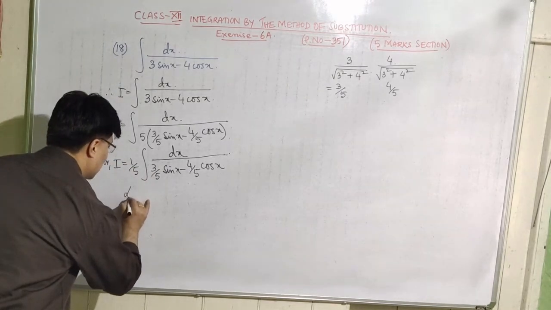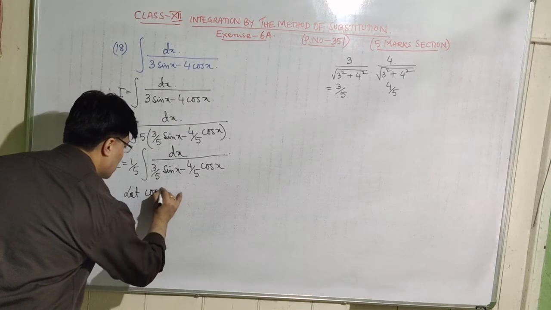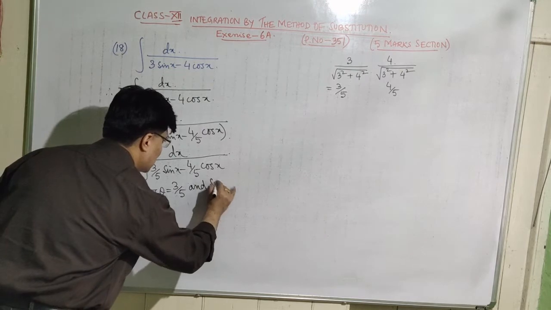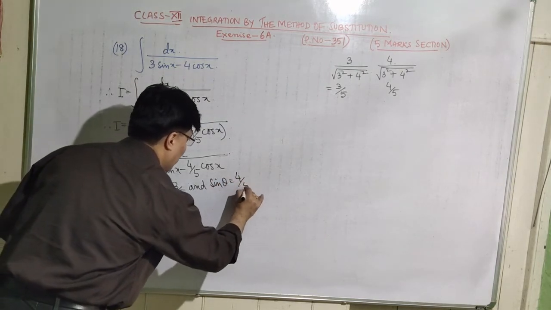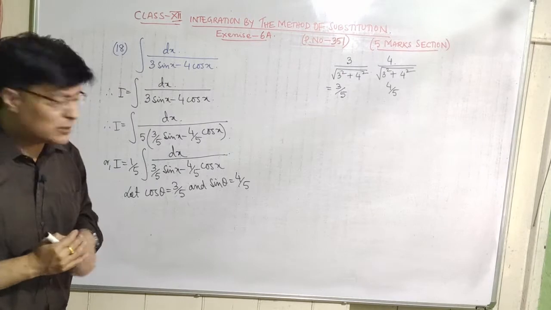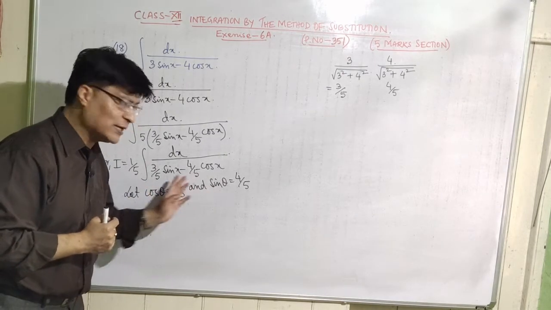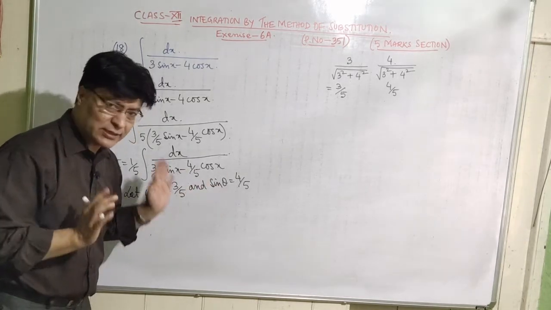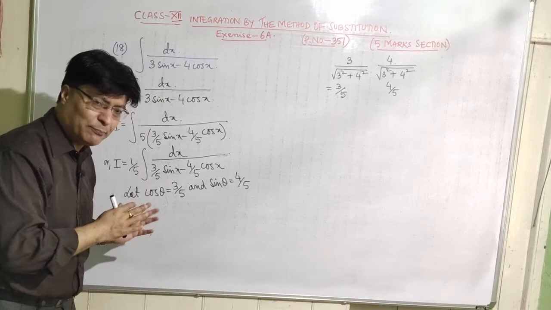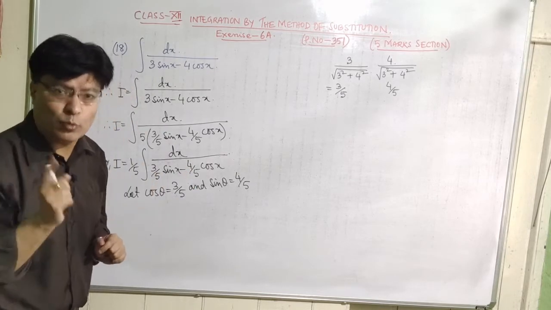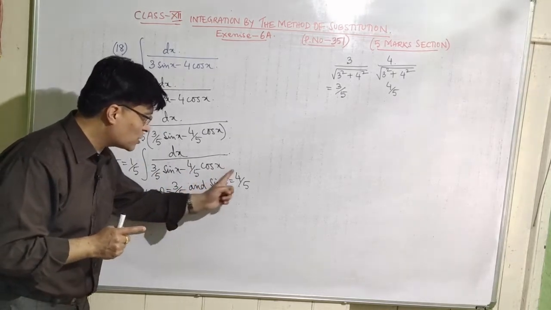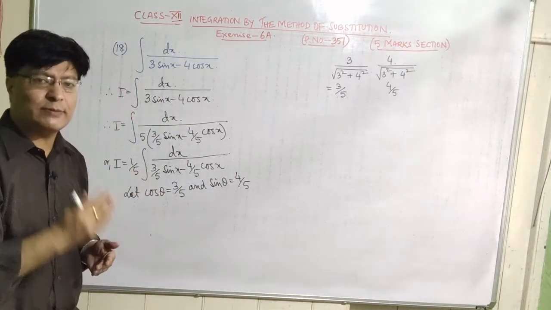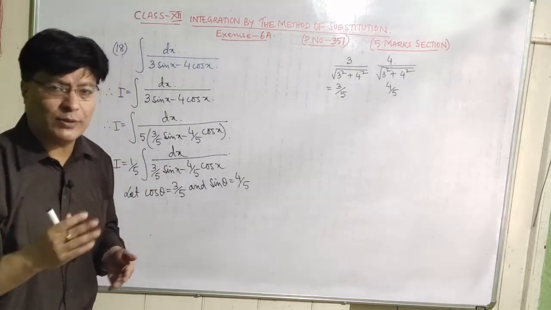So here you can write, let cos theta is equal to 3 by 5 and sin theta is equal to 4 by 5. You can write it because the values of both cos theta and sin theta are less than 1, that is correct. And here we can prove that cos square theta plus sin square theta is equal to 1. That is 3 by 5 whole square plus 4 by 5 whole square, it will be 9 by 25 plus 16 by 25, which is equal to 25 by 25, which is equal to 1. That is correct.